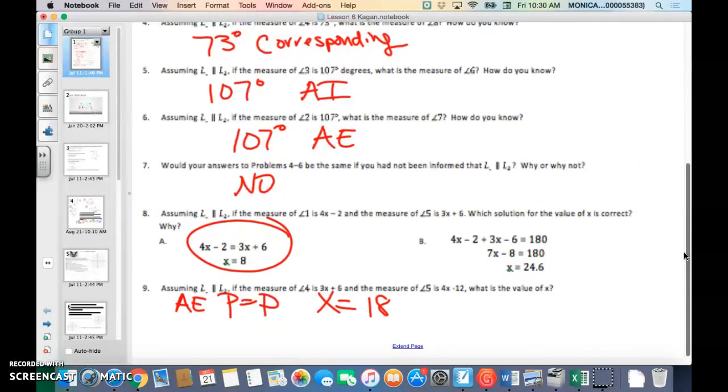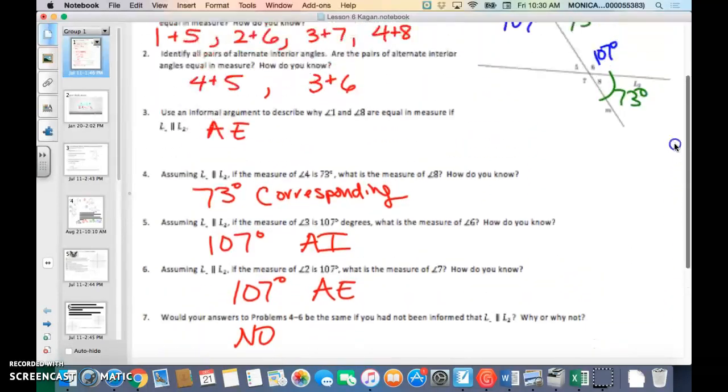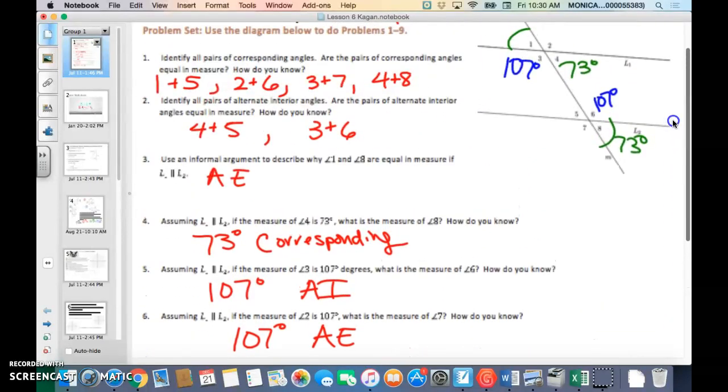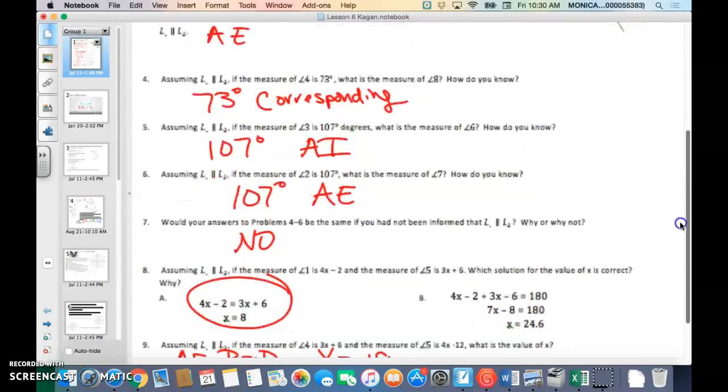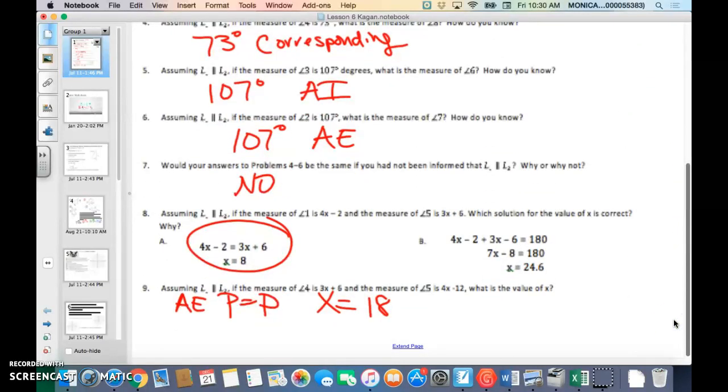And then 4 and 5, if we look at the relationship between angle 4 and angle 5, they're alternate interior angles. So that's going to put the situation where part equals part. And this E should be an I, my bad. All right.